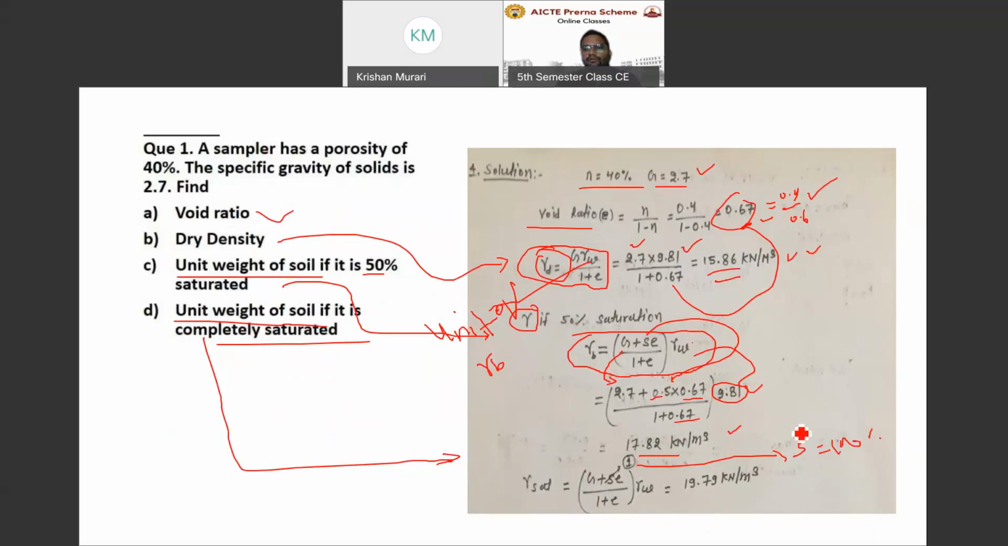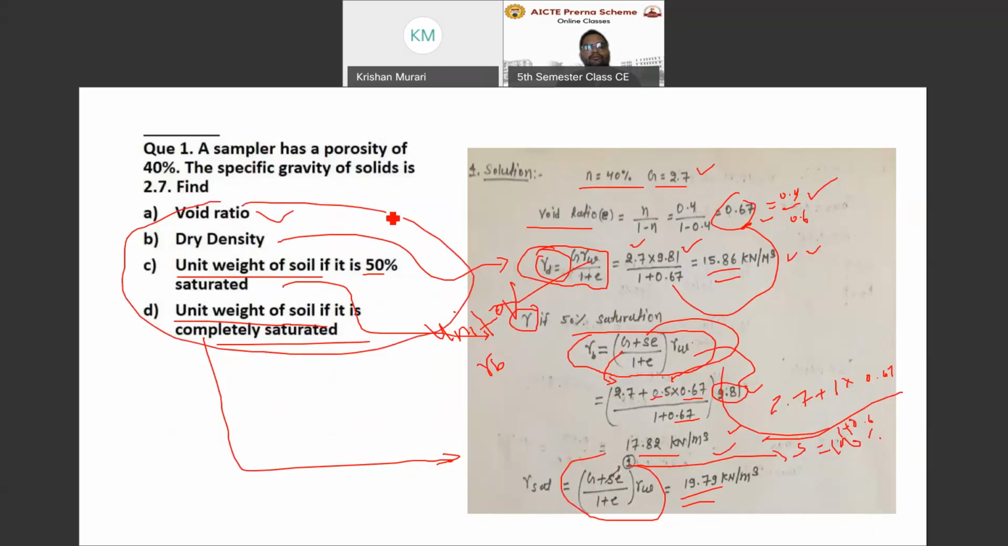Then you can write it here: 2.7 plus S value is 1 and e value is 0.67 upon 1 plus 0.67, and the unit weight of water is also multiplied there. Then you can solve it and find that the value is 19.79 kilonewton per meter cube. These are some volumetric and weight relationships. You can find them one by one.